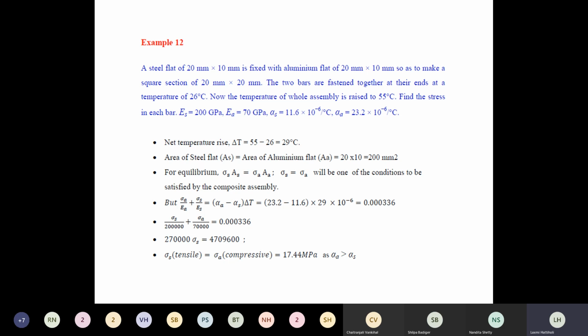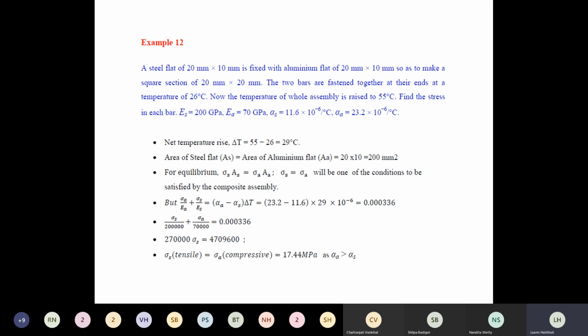So let's see the solution now. Net temperature change, that is T2 minus T1, so 55 minus 26 is 29 degrees Celsius. For the area, the same area is given for both sections. When I'm talking about area, it's always the cross-sectional area, not the longitudinal section area. Remember this. So I need to calculate the cross-sectional area, which is why I have taken 20 into 10. That is 200 mm square for both steel as well as aluminium.